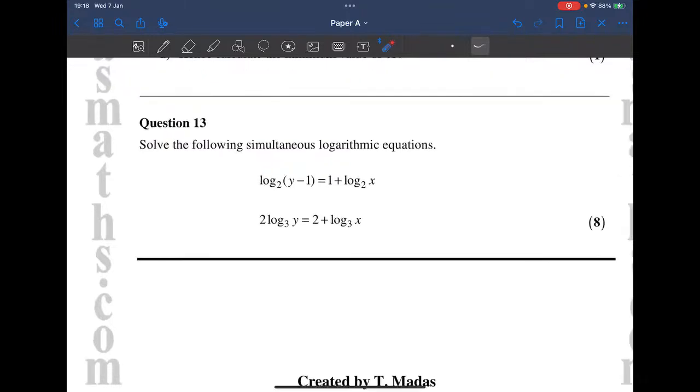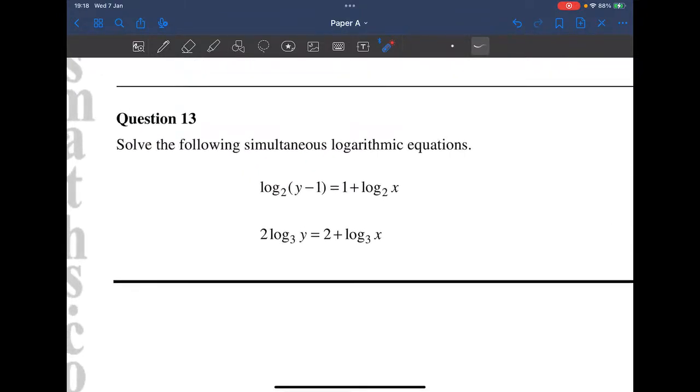We have some simultaneous equations for log stuff. This is base 2 and this is base 3, so they're not really nice to combine together. It's probably easier to turn them back into exponential equations and then try and solve them simultaneously. We have the logs on either side, and something that isn't involving logs. So always bring all the logs to one side, combine them, and then get rid of the logs.